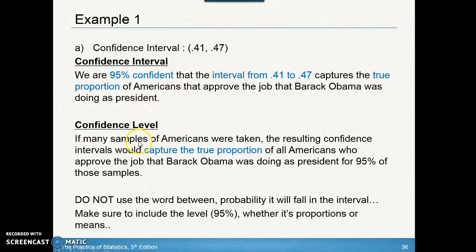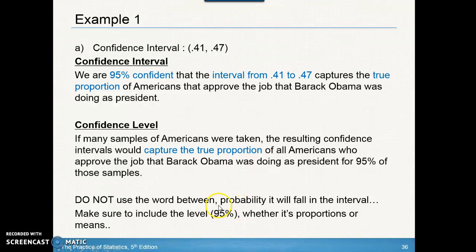So the confidence level, remember, is discussing the process that we used in order to get the answer. So if many, many samples of Americans were taken, the resulting confidence interval would capture the true proportion of all Americans who approved the job that Barack Obama was doing as president for 95% of those samples. So the interval is specifically discussing the interval. The level is saying, if I do this many, many times, then 95% of the resulting intervals are going to capture the true proportion. That's discussing the method that we're using to find the confidence interval.